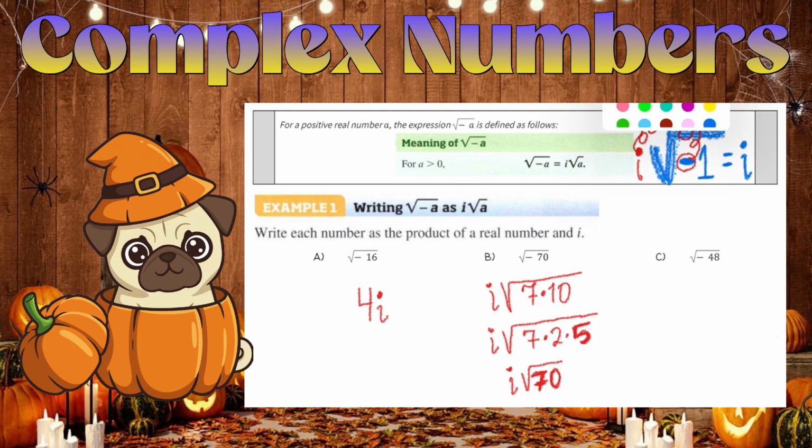Let's get highlighter. So final answer and final answer. Okay. Next one. This one we can simplify.